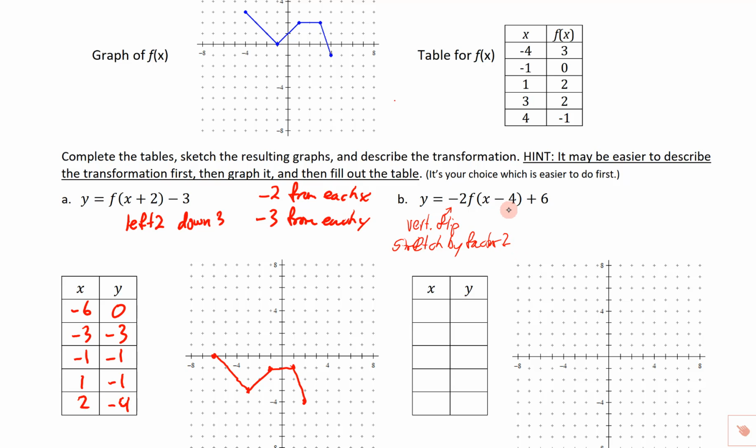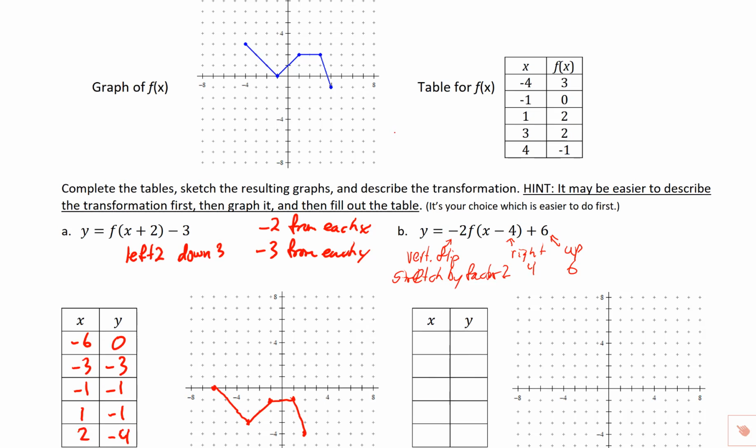That minus 4 right here, that's going to move it to the right 4, because remember, it does the opposite of what you'd think. You'd think it would move it in the x direction, negative 4, but it doesn't. It moves it to the right. And then this one right here is going to move it up 6. So we're going to go right 4, up 6, and that's after we've changed this shape by vertically flipping it and stretching it by a factor of 2.